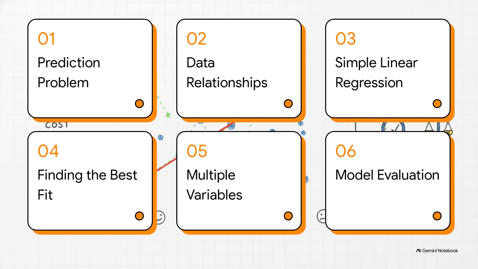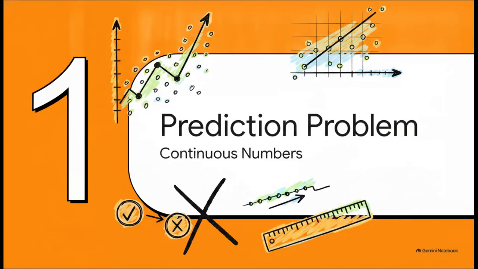Here is our roadmap for the explainer. We'll start with the prediction problem and understanding data relationships, then move into simple linear regression and finding the best fit, and finally, we'll tackle multiple variables and evaluating model performance. Let's get started. Section 1.